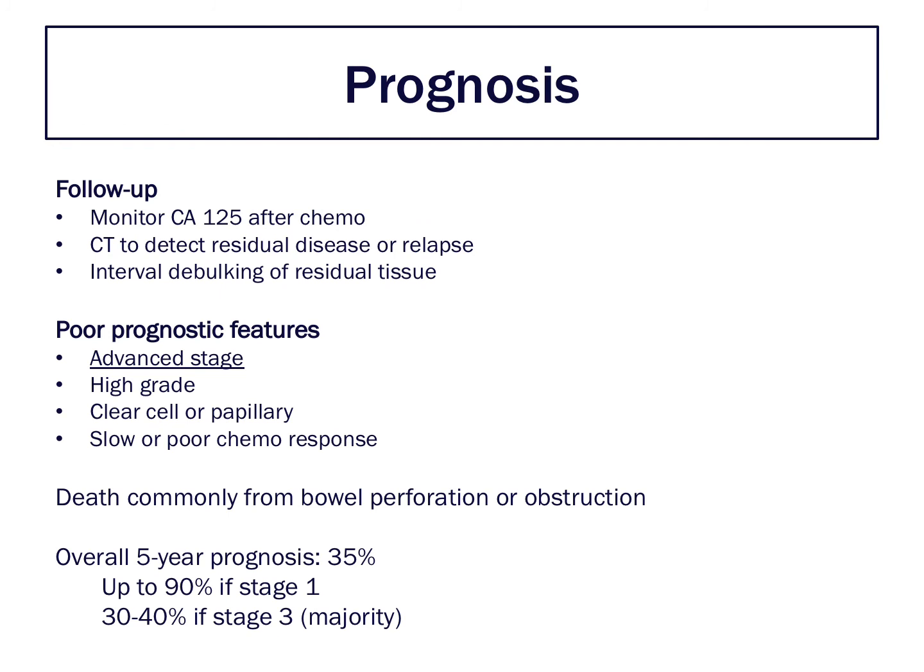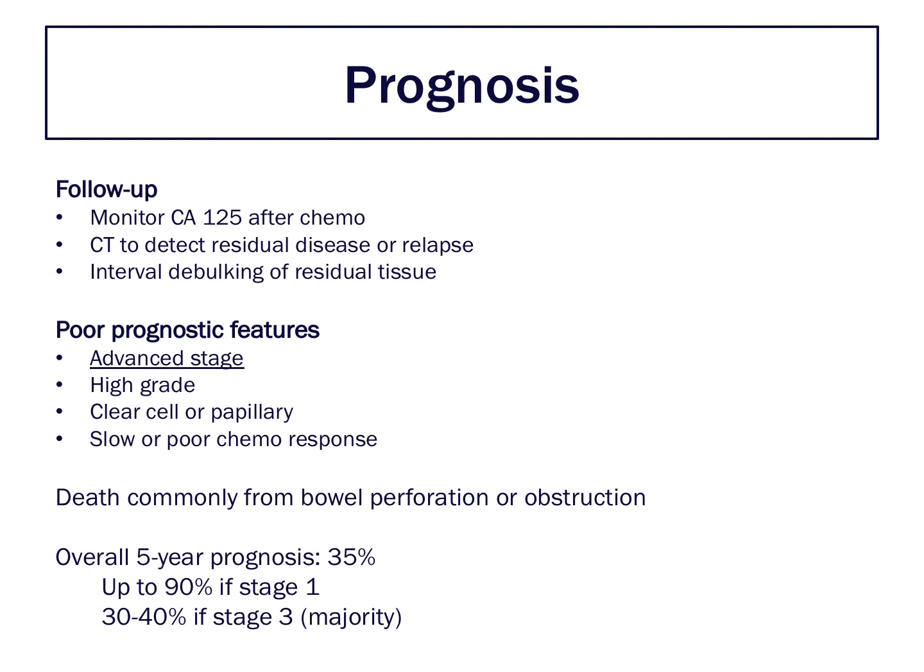In terms of follow-up, we monitor the CA125. This tends to rise before the clinical onset of recurrence. CT scans can also be performed to detect residual disease or relapse, and interval debulking surgeries can also be performed to remove any residual tissue.